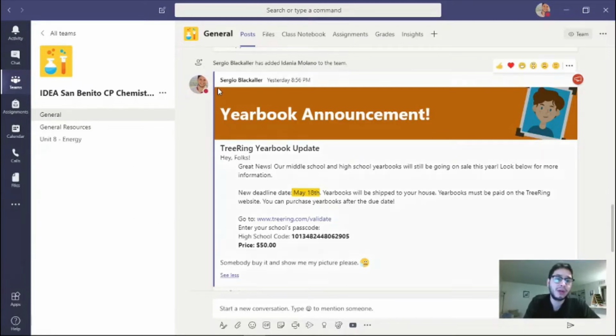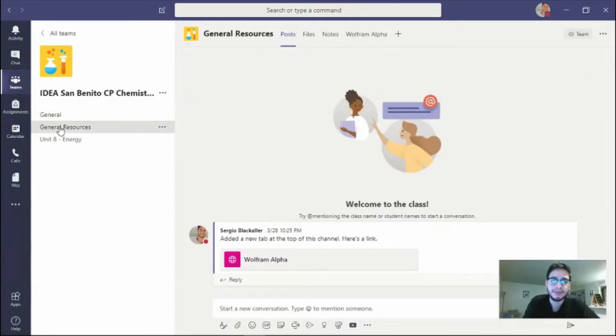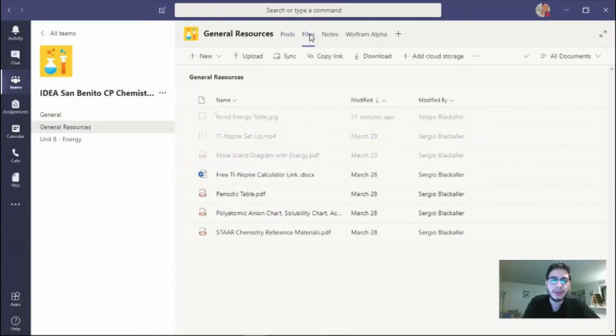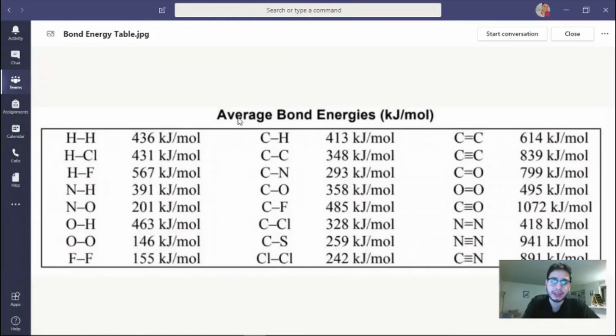I also want you to remain on my Teams page. I want you to go to the General Resources channel. We will be using a resource for today's lesson. So if you click General Resources and you go to Files, I uploaded a new resource called Bond Energy Table. So please have this resource handy for today. We will be using this table and we will be using it to determine bond energies of specific bonds. And I'll teach you how to interpret this table and why we will be using it.